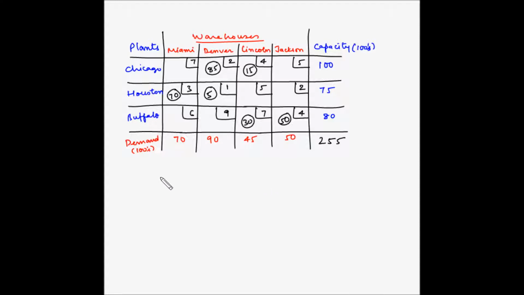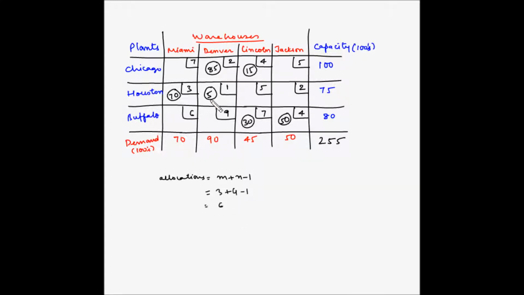The first one is that the number of allocations should be equal to m plus n minus 1, where m is the number of rows and n is the number of columns. So in our case, m is 3 and n is 4. So this becomes 3 plus 4, 7 minus 1, 6.